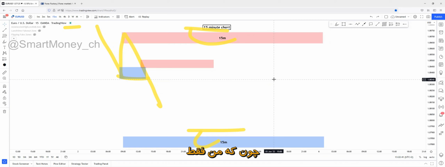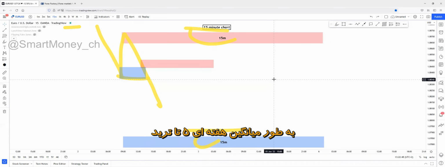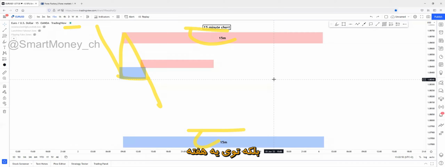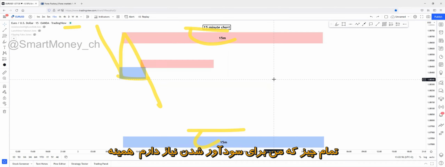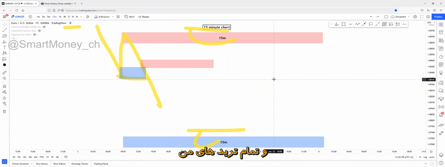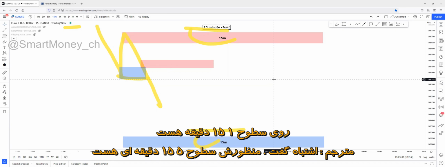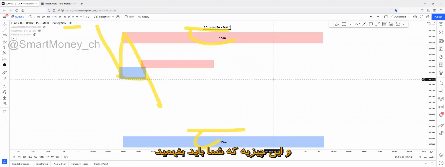Because I'm only taking like 3 or 5 or 8 trades a week, but mainly the average is 5 trades a week. Not a day, a simple week, 5 trades a week. That's all I need to be profitable. And all of these five trades are from 5 minute and 15 minute zones. And that's what you have to understand.